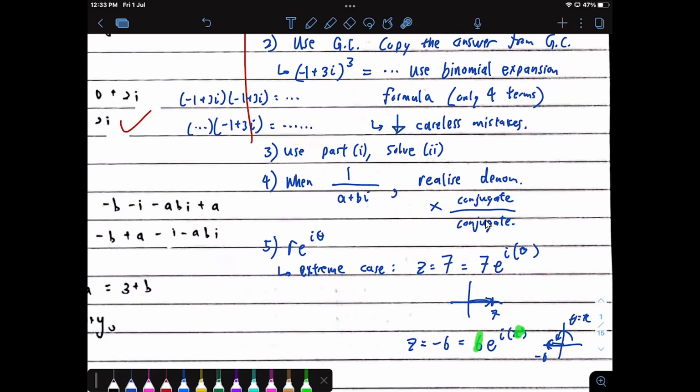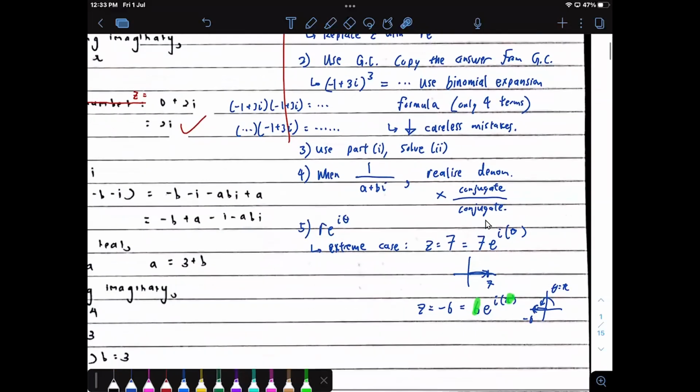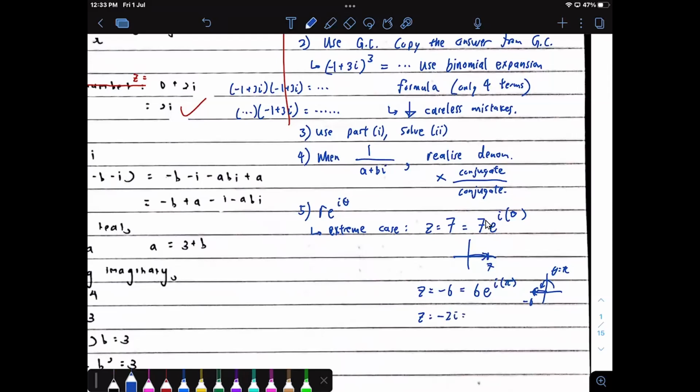Make sure you get those extreme cases. And one more: z equals, let's say, -2i. What's the length? 2. What's the angle? 90 degrees, pi over 2. No, clockwise or anti-clockwise? Clockwise, right? So it's negative pi over 2, exactly. So not just pi over 2, it's negative because of the direction. Okay, extreme cases.